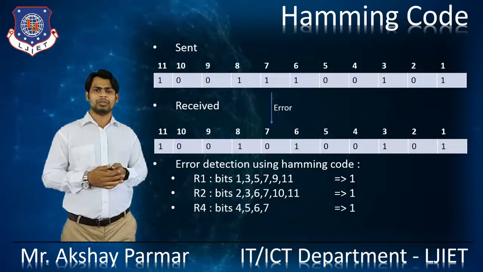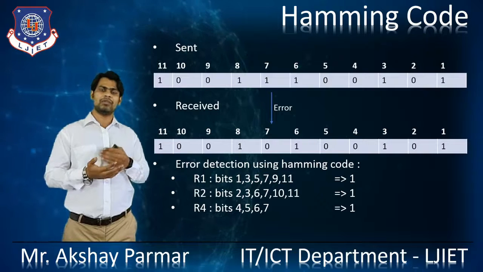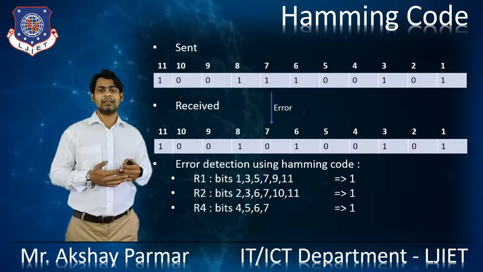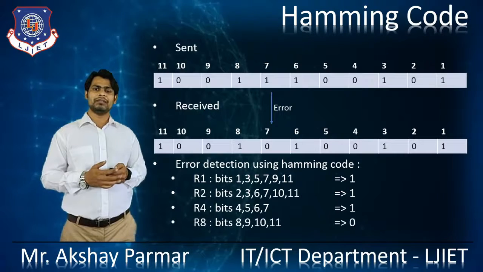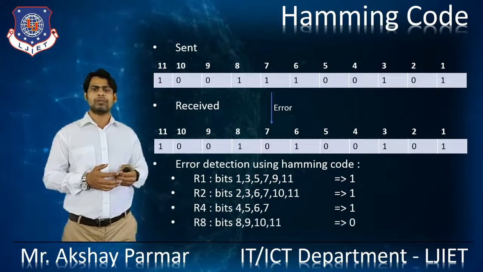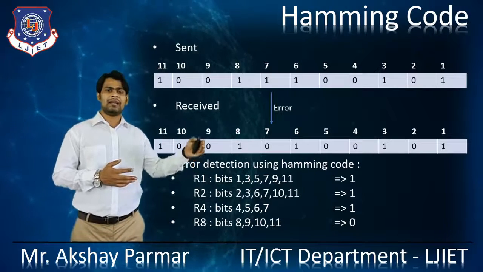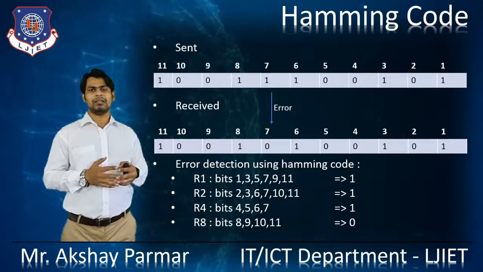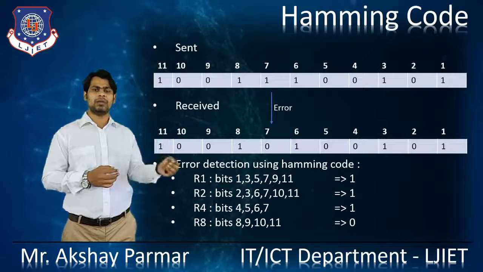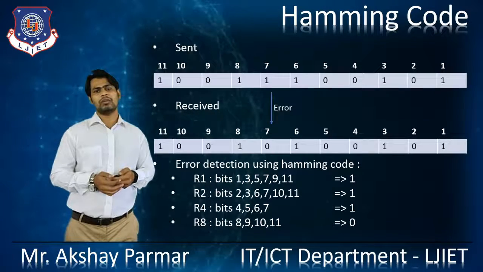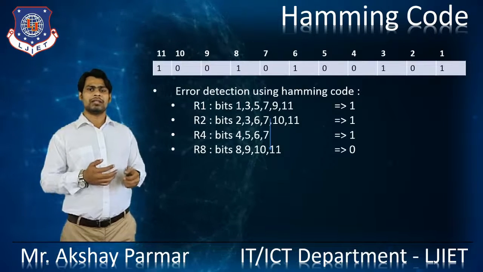At the 4th position, the redundant bit, we are selecting the data bits at positions 4, 5, 6 and 7, and we are getting the redundant bit as 1, right? And likewise at the R8 position, we are taking the bit sequence 8, 9, 10 and 11, and if we check the even parity, we are getting 0 at the R8 position, right? So if we put that value in the sequence, what is that sequence?